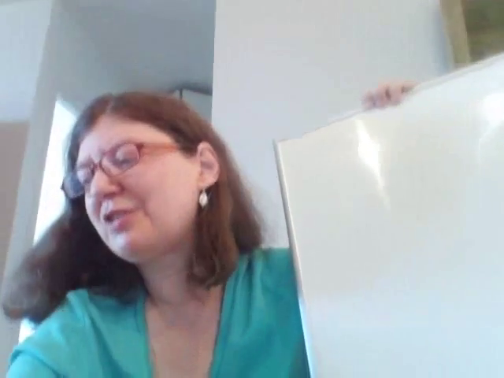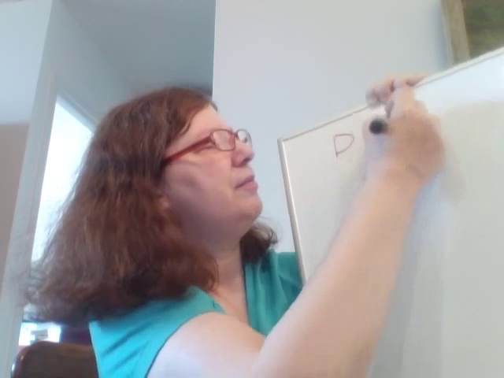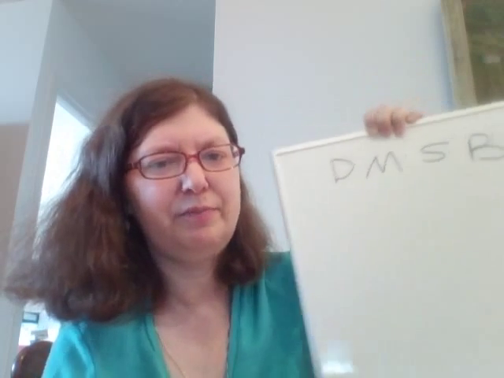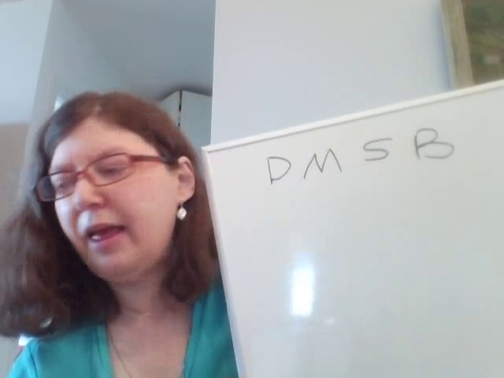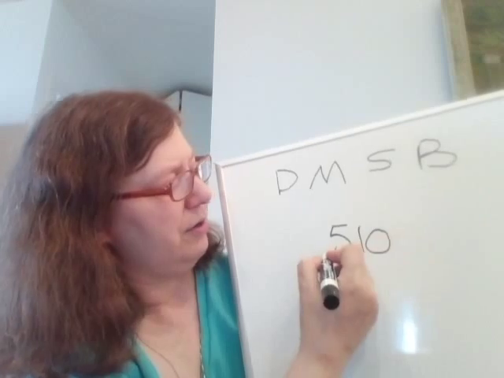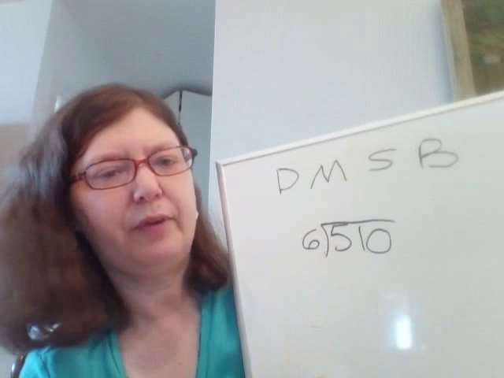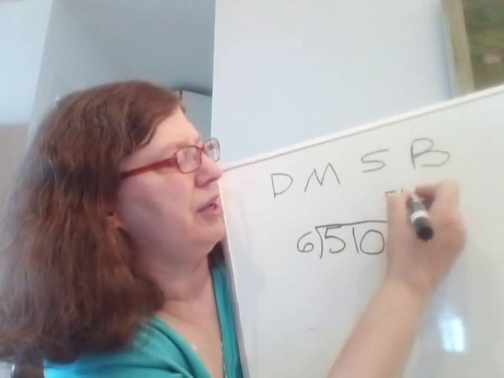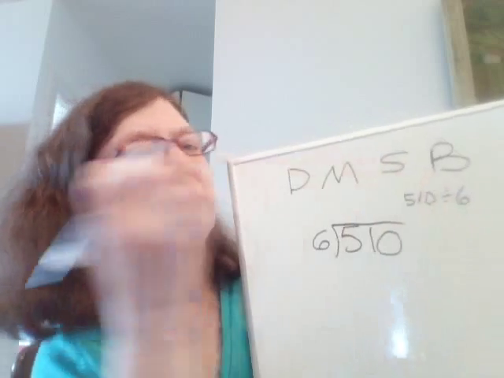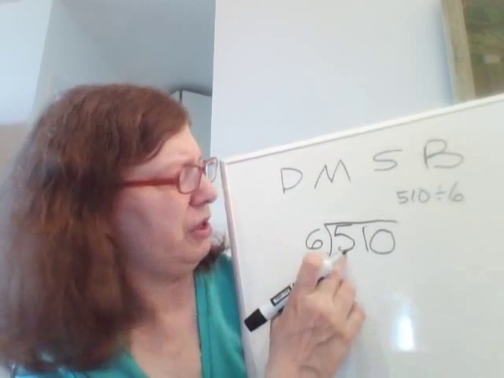All right, here comes our next one. Always start with Dear Mom, Send Brownies. Right? And we're going to do 510 divided by 6. And if that were written out, it would be 510 divided by 6. The worker is 6. 6 is doing the dividing. The worker stays outside. Does 6 go into 5?